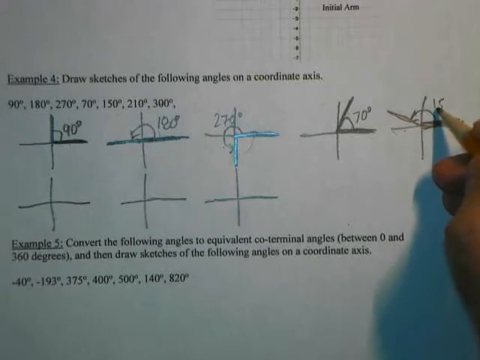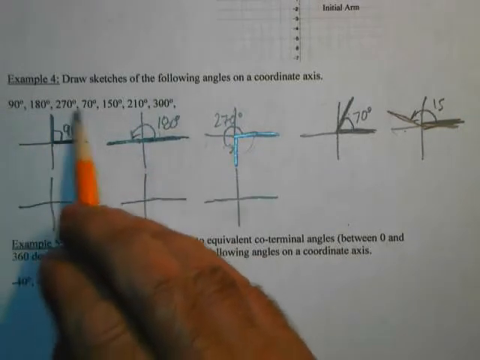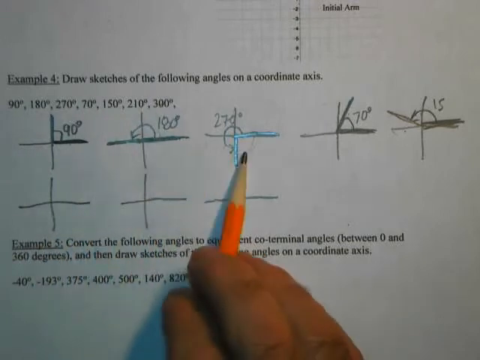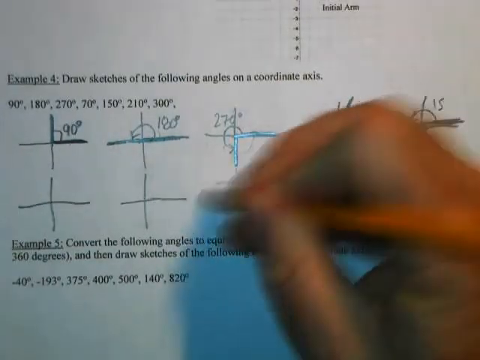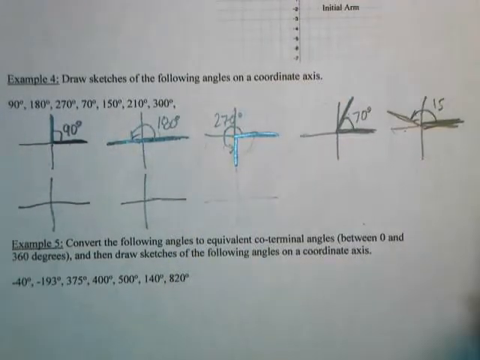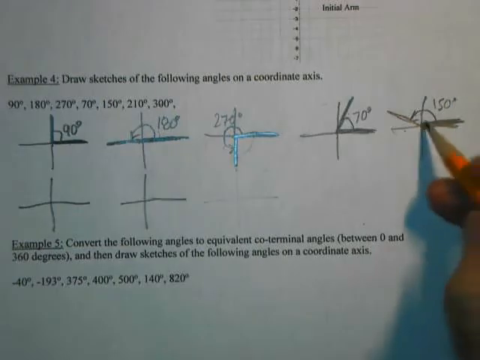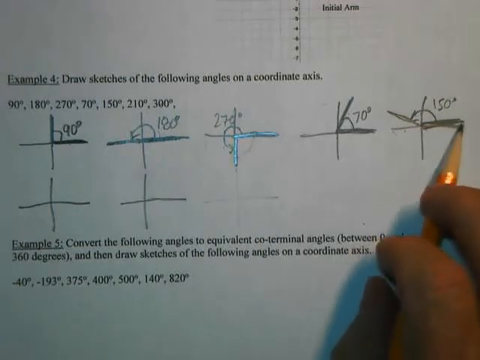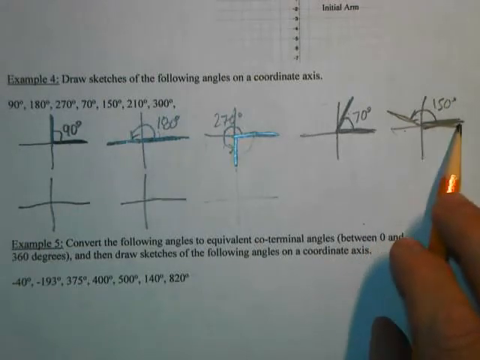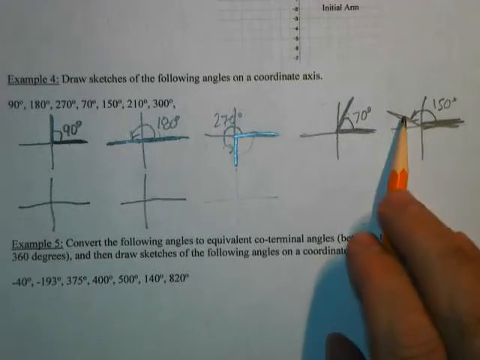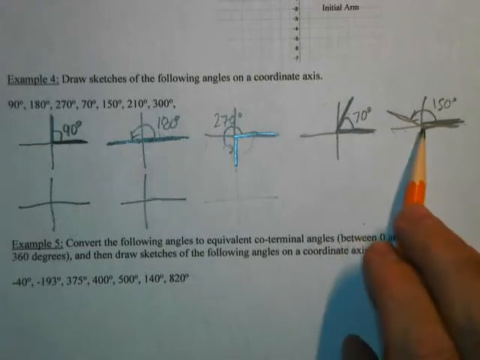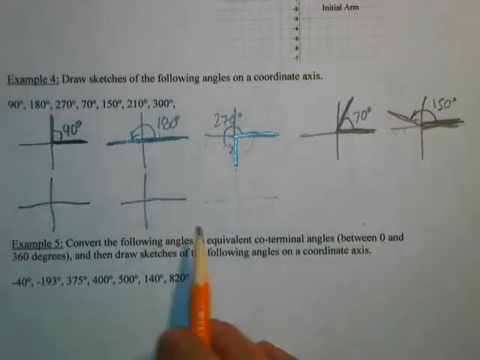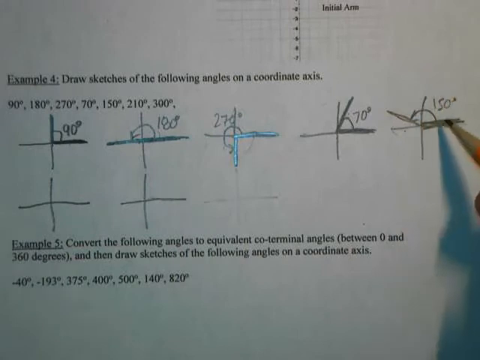Oh, I think I missed one, didn't I? No, I've drawn one too many of these. Okay, so that's 150 degrees, angle in standard position, meaning initial arm is the positive x-axis. Rotate in a counterclockwise direction to get my terminal arm, and that's an angle in standard position for 150 degrees.